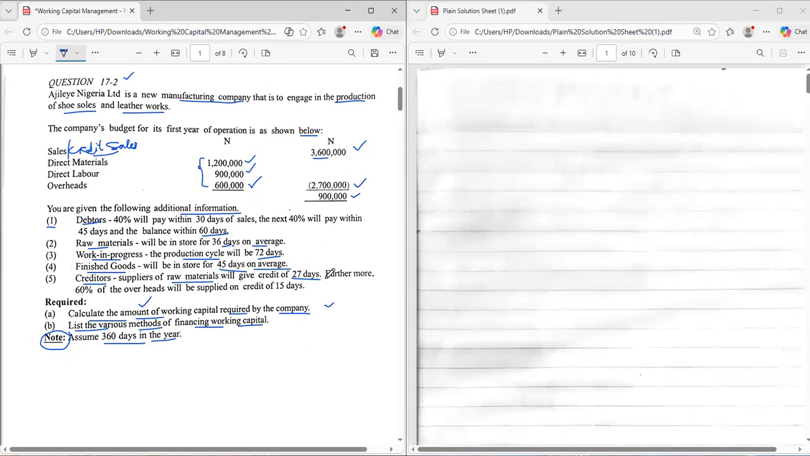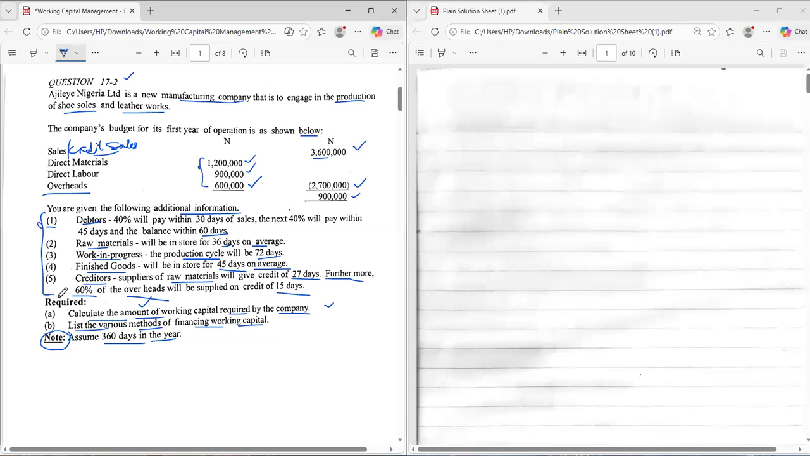Then they went further to say, furthermore, 60% of overhead, which is this overhead here, will be supplied on credit of 15 days. I don't know what makes up their overhead, but that money they are paying for overhead, it will take them 15 days before they are able to pay back. It means we are not spending the money yet, but we are getting the service, or the goods, whatever we are getting. Then in 15 days' time, come and pay us. Okay, we that gave you the service, or the goods, come and pay us for that overhead. Now, these are the additional information available.